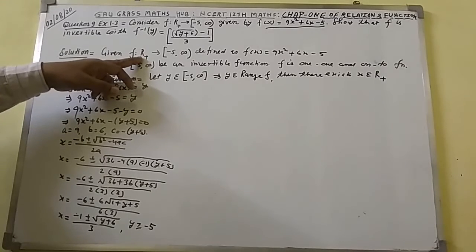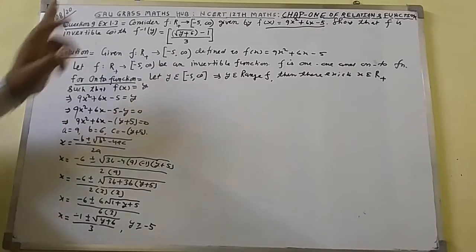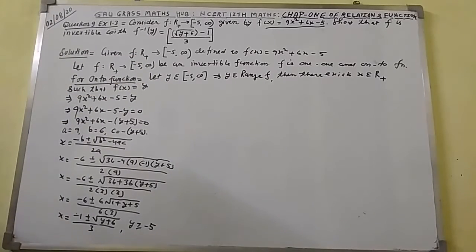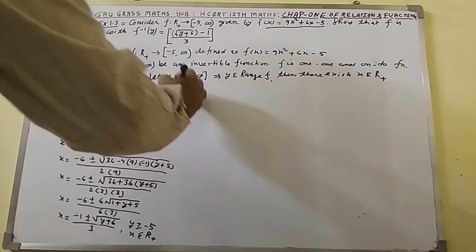So 0 is an element of the set of positive real numbers. So 0 is a positive real number. This is it. Here you can't write minus because x belongs to the set of positive real numbers. So here you can't take minus, and here you can't take minus. So therefore here you can write.